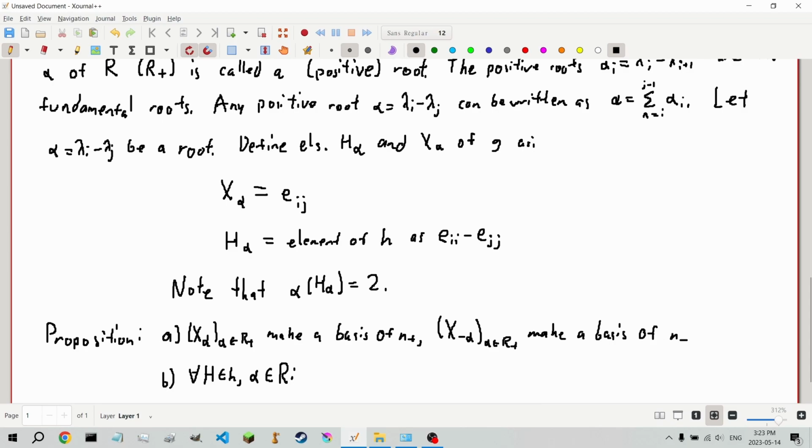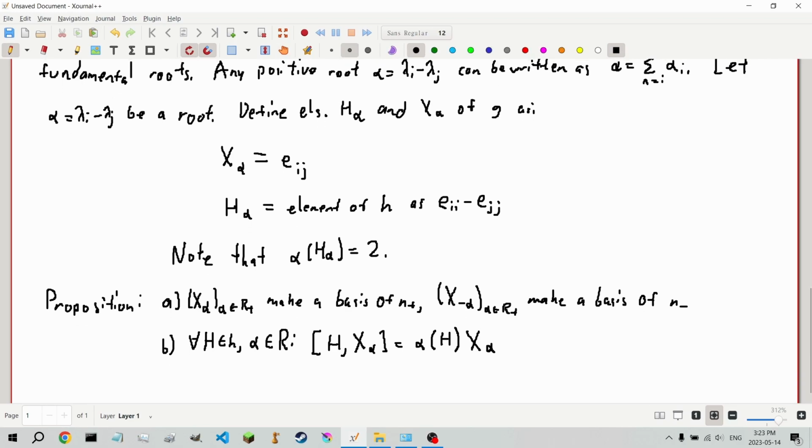I'm trying to keep track of notation. Then the bracket of h and the matrix defined by alpha is equal to the root alpha acting on h times our original x_alpha. So it corresponds to scaling. And C is that the bracket of x_alpha with its negative is h_alpha.